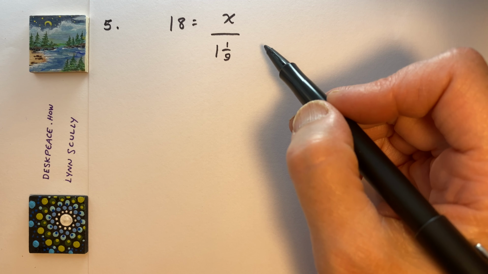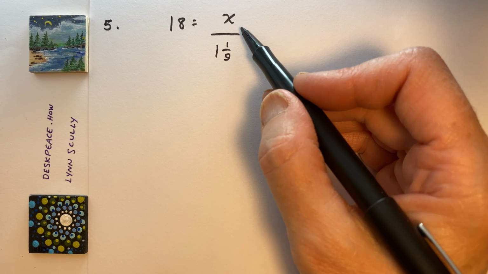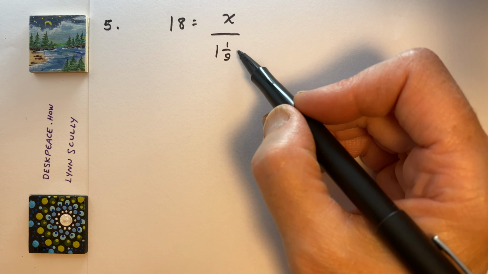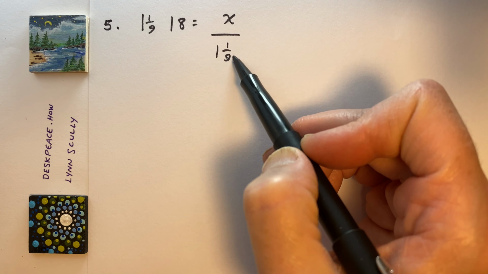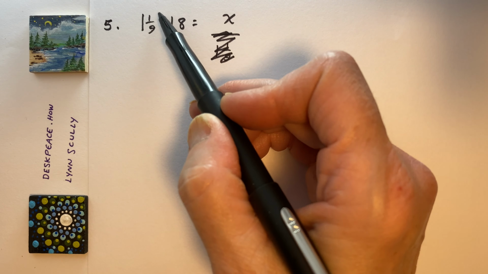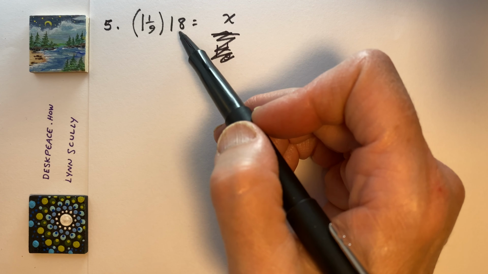Number 5, 18 equals x over 1 1/9. I want to get the x alone. 1 1/9 is attached by division. I'm going to move it by multiplication to the other side of the equal sign. I'm going to put it in parentheses because this is looking like one big complicated number.